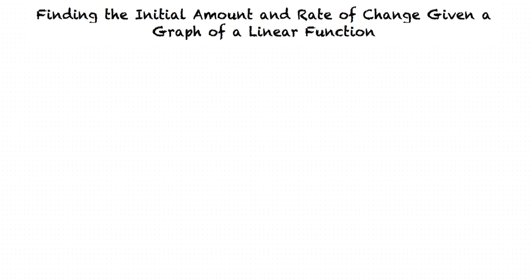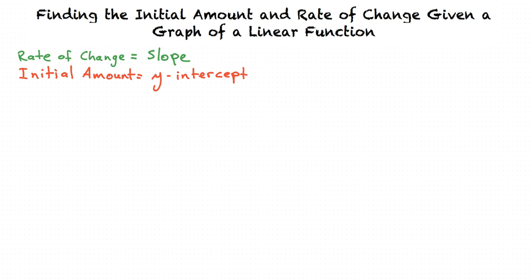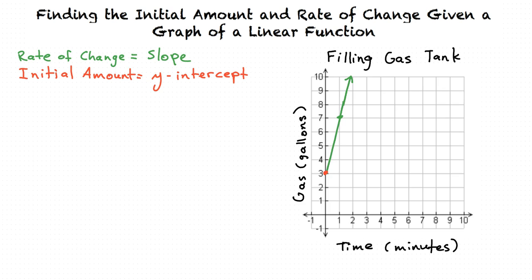On a graph, the rate of change is also the slope of the graph, and the initial amount will be the y-intercept of the graph. Let's take a look at an example. Let's say that Jack is at the gas station filling up his car's tank. This graph shows the amount of gas in gallons versus the time in minutes.